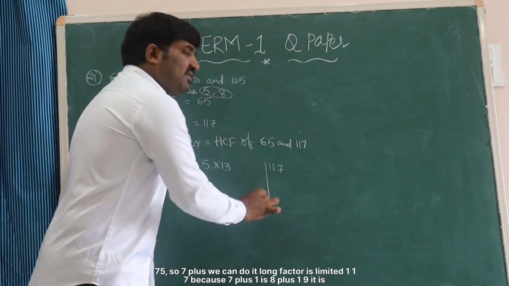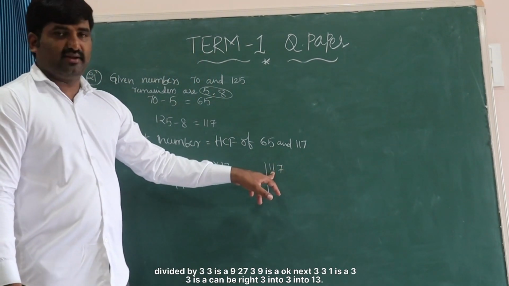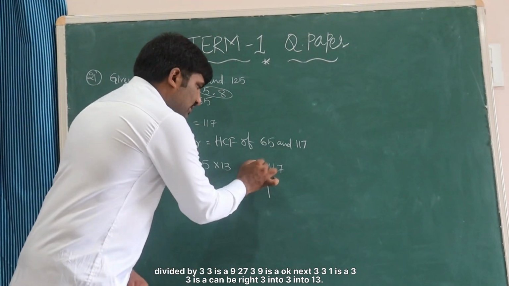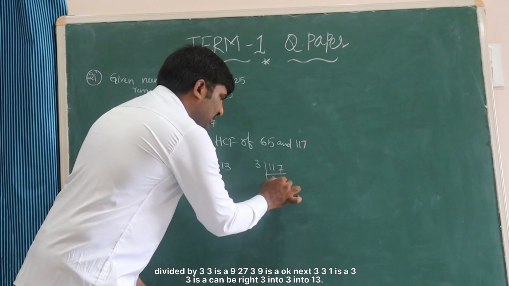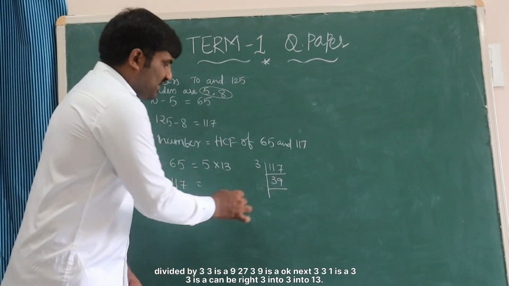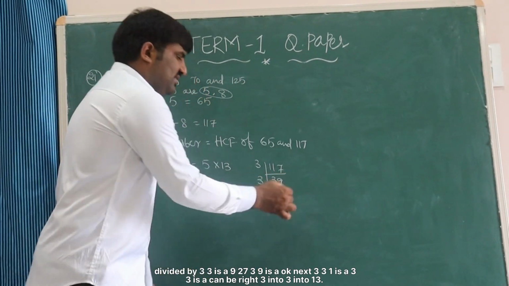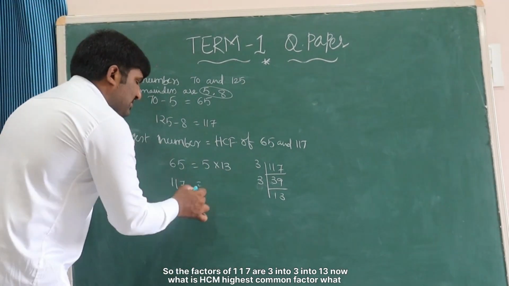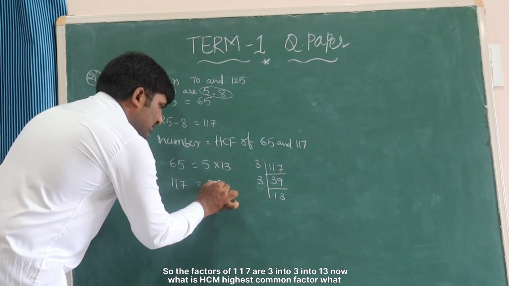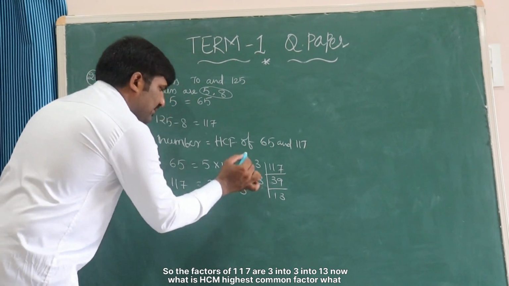For 117, 7 plus 1 is 8, plus 1 is 9, so it is divisible by 3. 3 nines are 27, 3 threes are 9, and so on. Can we write 3 into 3 into 13? So the factors of 117 are 3 into 3 into 13.